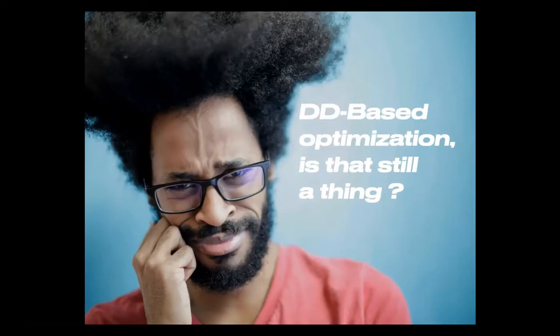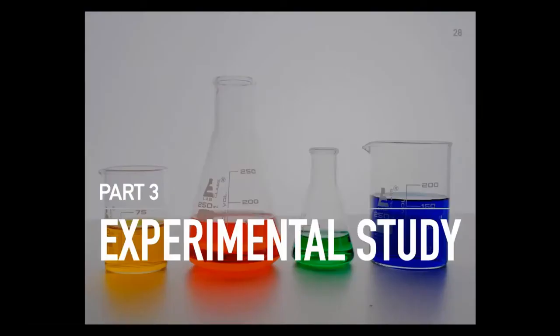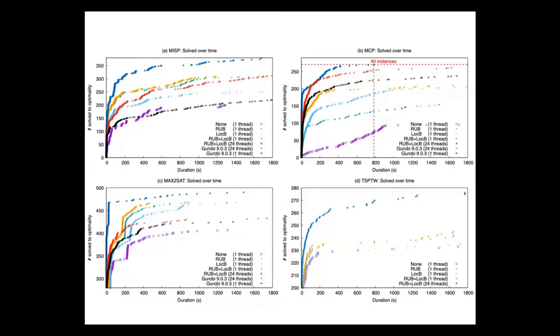This brings about the question about MDD-based optimization. Okay, it's nice, you explained nice things, but is that still a thing? Does it work? And here's an experimental study that we conducted on 4 problems. We conducted our experiments on the maximum independent set problem, the maximum cut problem, max2sat, and traveling salesman with time windows. For each of these problems, we generated random instances and we solved them with all solvers, and if possible, we tried to solve them with Gurobi as well.